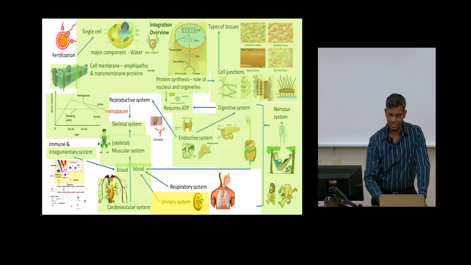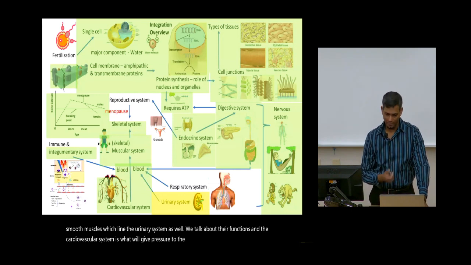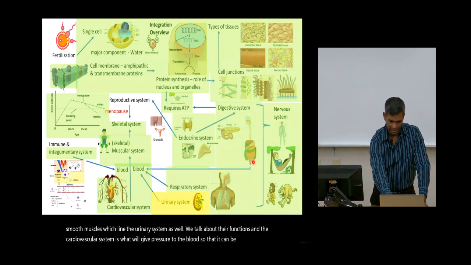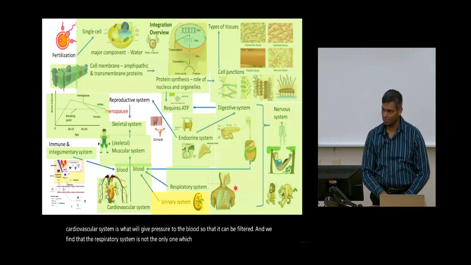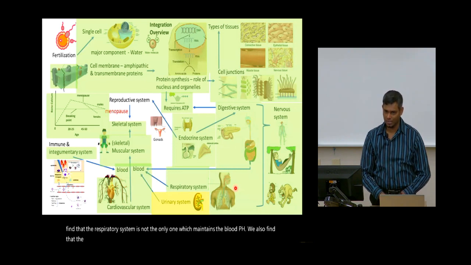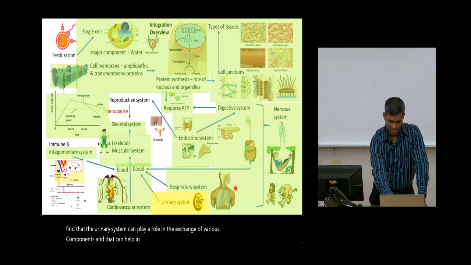And the cardiovascular system is what will give pressure to the blood so that it can be filtered. And we find that the respiratory system is not the only one which maintains the blood pH. We also find that the urinary system can play a role in the exchange of various components, and that can help in maintaining the blood pH as well.